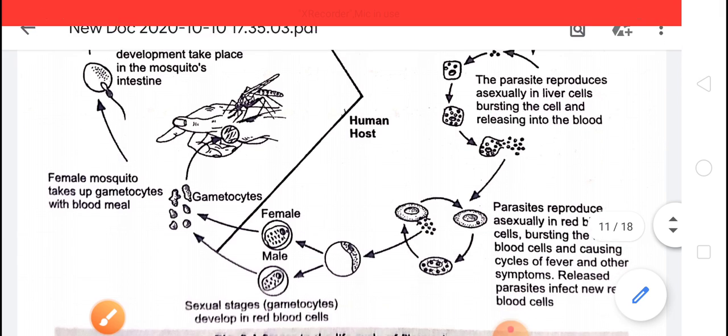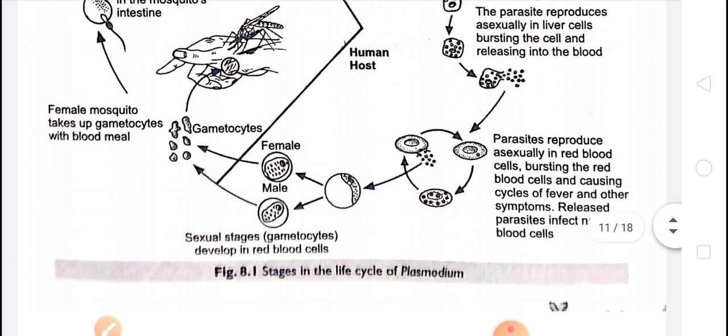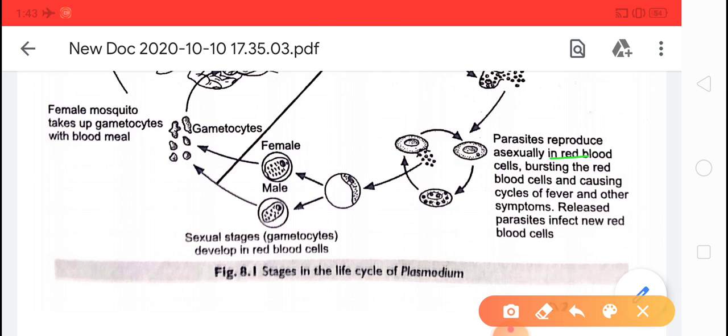Clear? Now from the liver, these sporozoites go into the RBC, that is red blood cells. Here the parasite reproduces again asexually. So reproduction takes place two times in the human, first in the liver, second in the RBC. After reproduction in the RBC, it bursts the RBC, causing the cycle of fever.